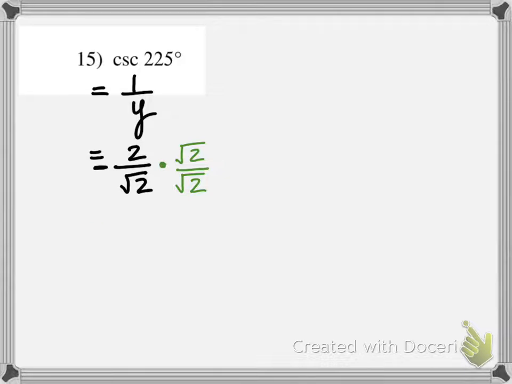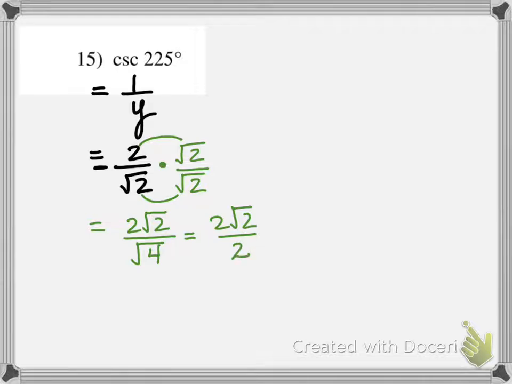So anyway, my answer now is going to be 2 times square root of 2, which is going to be 2 square root of 2 over square root of 2 times square root of 2, which is square root of 4. But we know that the square root of 4 is just a 2. And then we notice that this 2 and this 2 are going to cancel out. And so the answer to cosecant of 225 is just square root of 2.